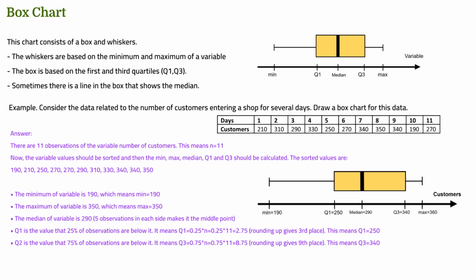And here's the box plot. From the minimum to Q1, there's a whisker, from Q1 to Q3, 250 to 340, there's a box, and from 340 to 350, there's another whisker. The median is 290, which is shown with a line.